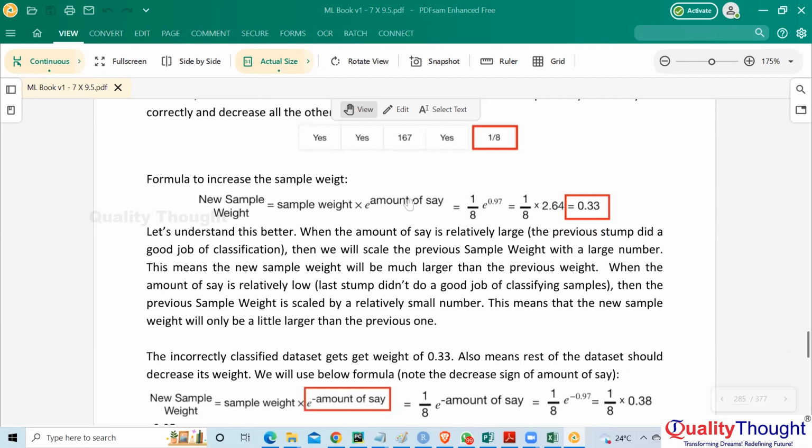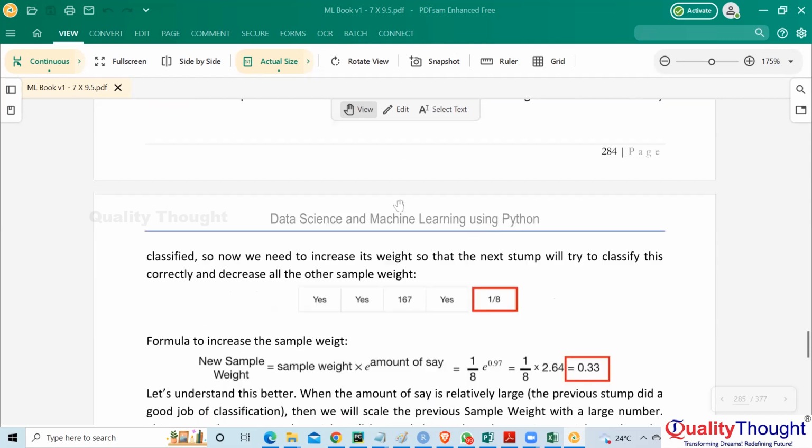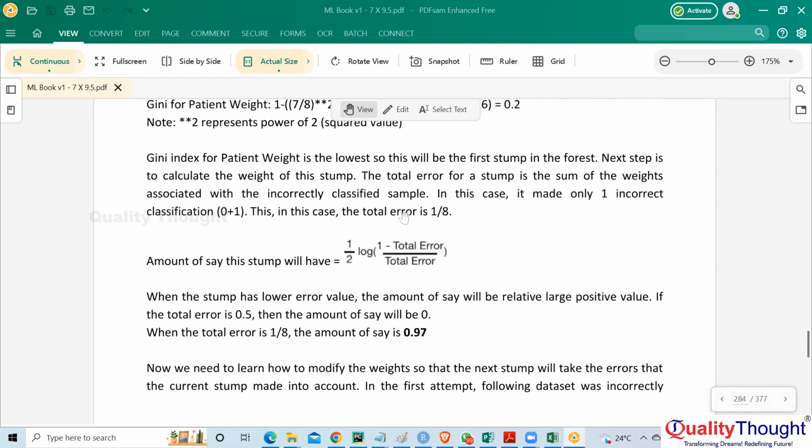So the new sample weight for the next iteration is the current sample weight, which is 1 by 8, times e to the power of the amount of say. If the error is 0.5, 1 minus 0.5 is 0.5, and 0.5 by 0.5 is 1. The log of 1 is 0. That's why you get 0.